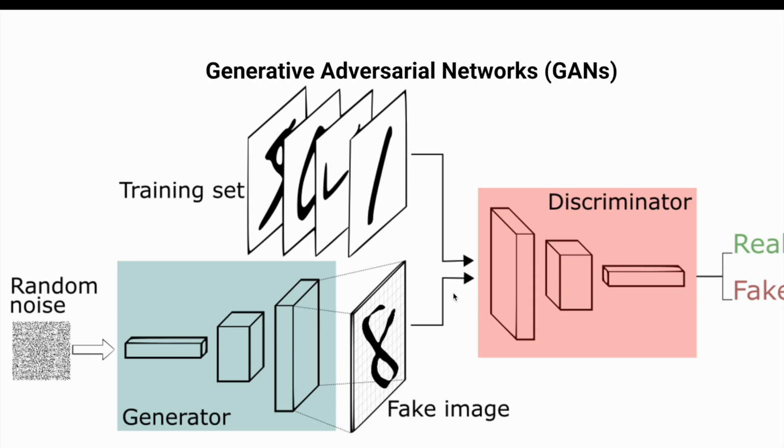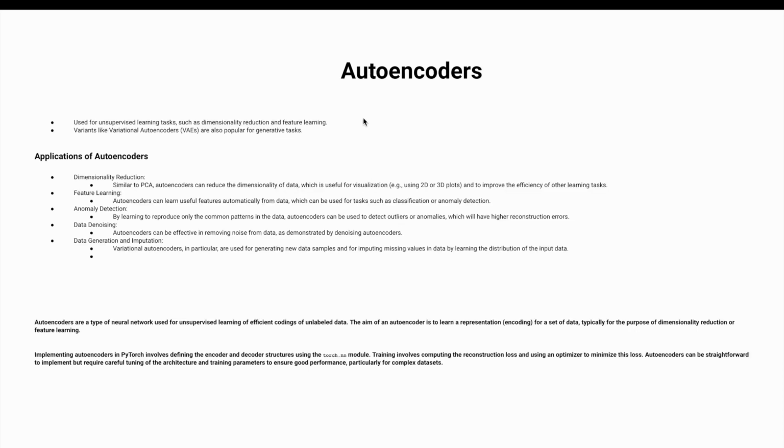So, but that's just a little bit of an illustration of a basic generative adversarial network. Just wanted you to have an idea. We'll move on to the next slide, and another neural network that we can utilize in PyTorch is the autoencoders.